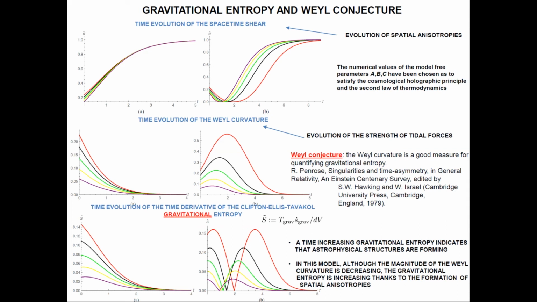We see, however, that the Weyl curvature is decreasing in time. And indeed, our gravitational entropy is increasing thanks to the increase in the space-time shear. So this somehow challenges the Weyl curvature conjecture formulated by Roger Penrose, according to which the Weyl curvature is a good measure for quantifying gravitational entropy. Because indeed, we see that the relationship between gravitational entropy and Weyl curvature is slightly more complicated than that.